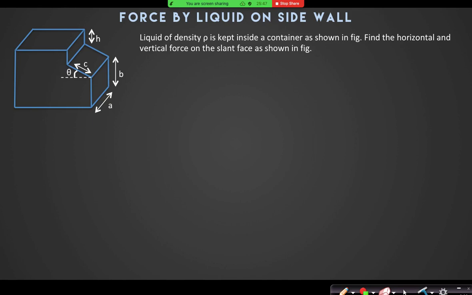Now this question says a liquid of density rho is kept inside a container. Find the horizontal and vertical force on the slant face. This is the slant face as shown in the figure. Can you calculate? Have I given it as your homework? Okay, so what's the answer to this question?